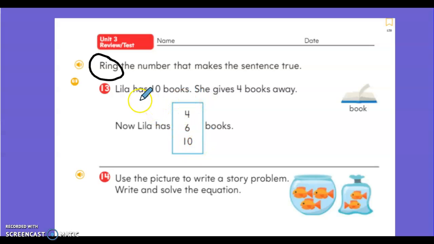Okay, so what do we know? We know that she had 10 books. Let's write it down. She gives 4 books away. If she's giving them away, does it sound like adding or subtracting? Yep, I agree, subtract. Equals the unknown. And in this case, the unknown is going to be the number that we circle. Okay, see if you can figure that out and ring the correct answer.